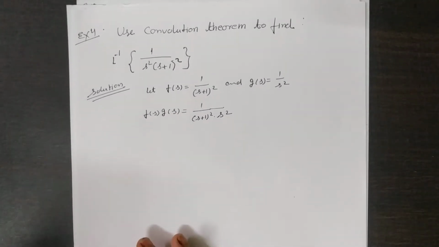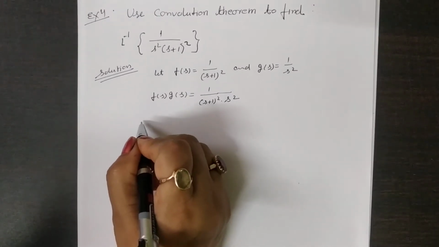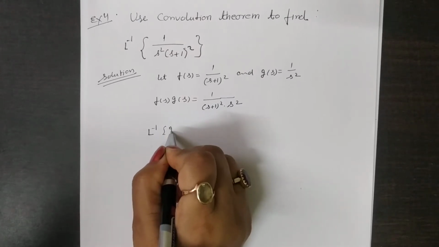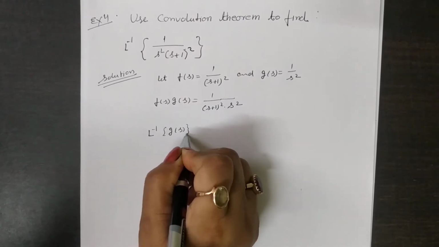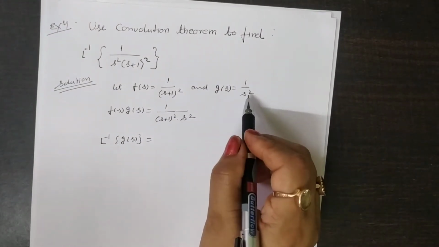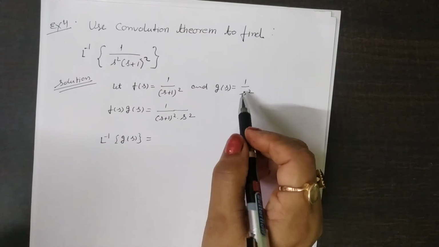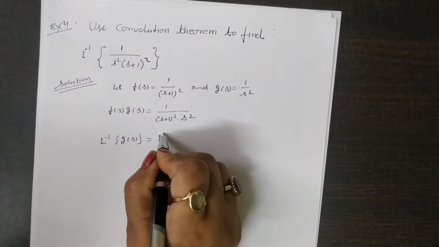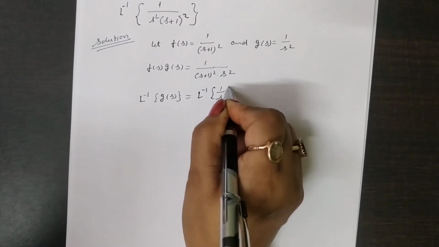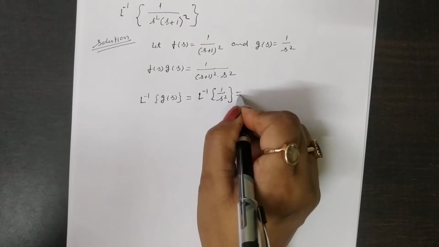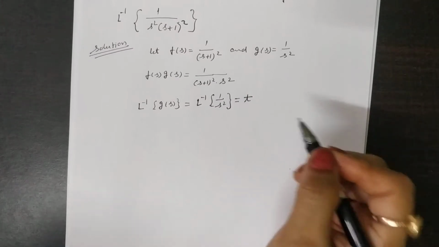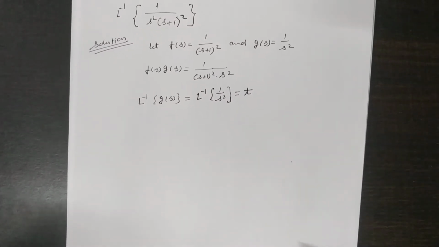So the Laplace inverse of Gs is equal to the Laplace inverse of 1 by s square. This is equal to t, yes. All of you know the Laplace inverse of 1 by s square is t.